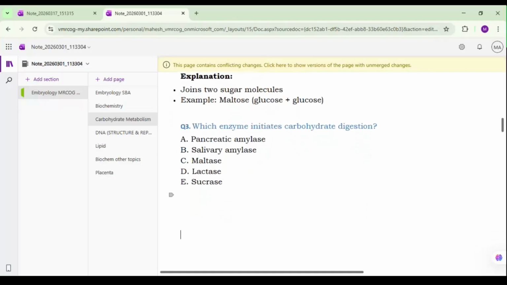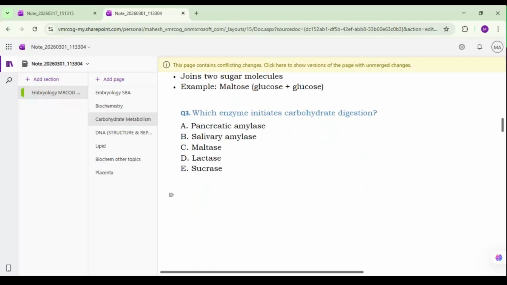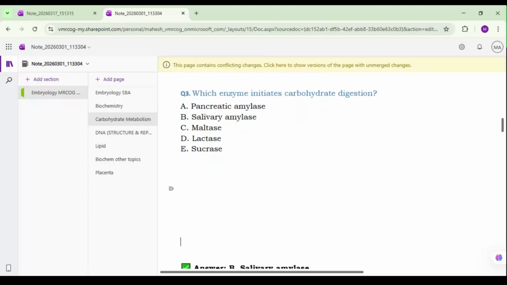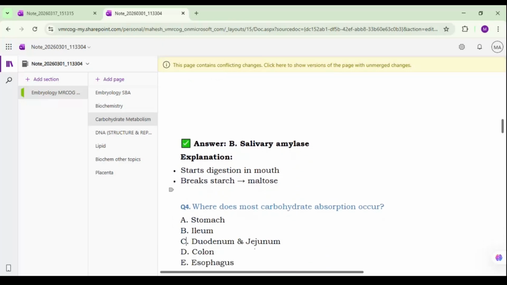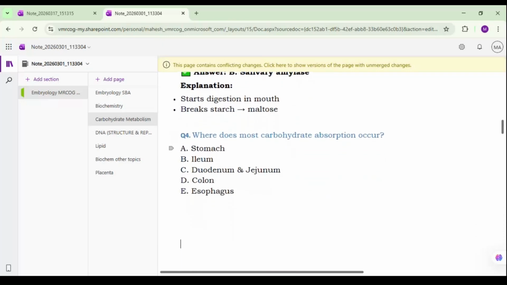Next question, doctor. Which enzyme initiates carbohydrate digestion? Pancreatic amylase, salivary amylase. Option B, sir, salivary amylase. It starts in the mouth. It is salivary amylase. Digestion starts in the mouth, yes, and it breaks down the starch and converts it into maltose.